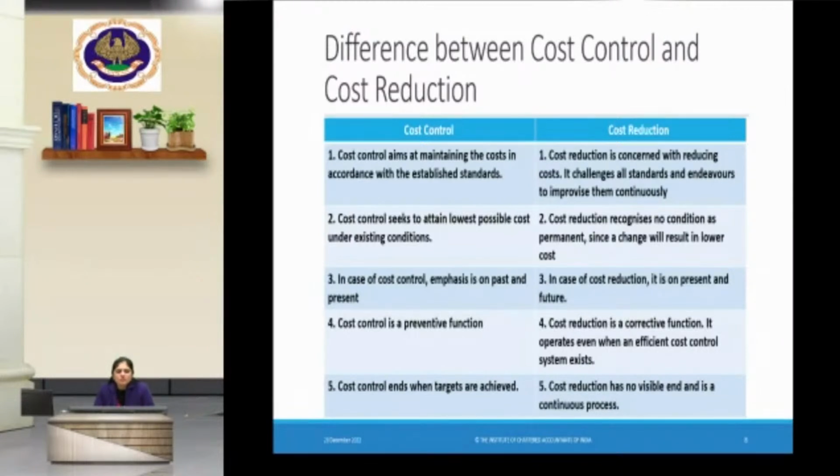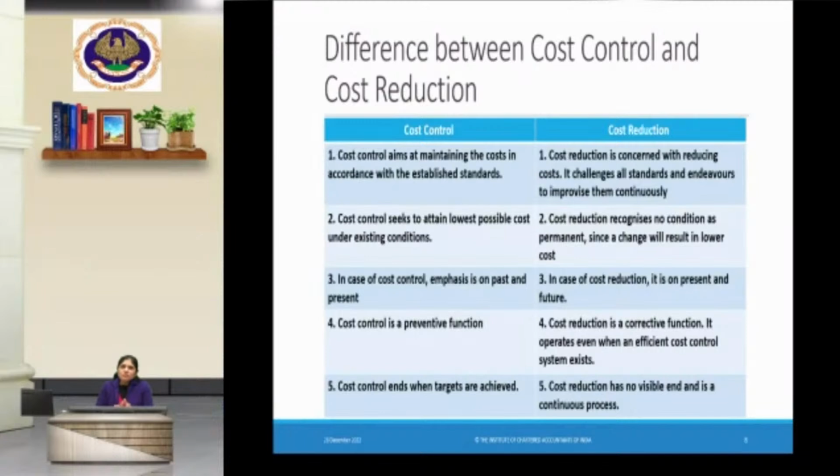So cost control is a preventive function. Preventive means there should not be any corrections or rectification. Preventive means that we are already comparing the actual with the standards, so of course there will not be higher costs. To avoid the higher cost in the future, we are doing the preventive functions here. Cost reduction is a corrective action.